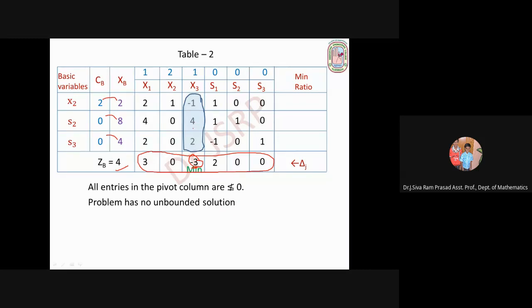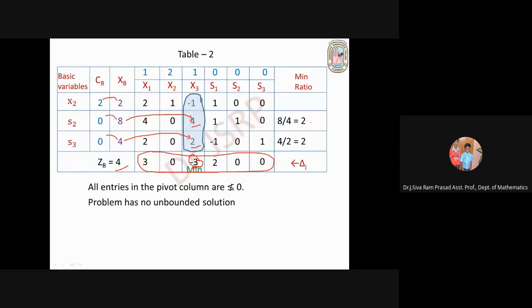Here we consider positive values in the pivot column. This is positive value, this is positive value. Corresponding to these two entries, consider the ratio with corresponding solution. This is 8 by 4, that is 2. And this is positive, consider the ratio with solution, 4 by 2, that is 2. And first entry is negative, we need not consider this ratio. Since it is negative, skip first entry.